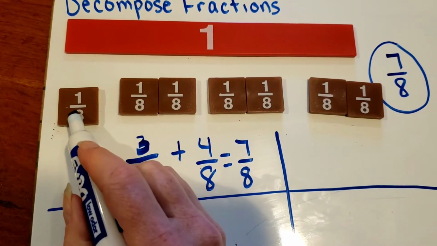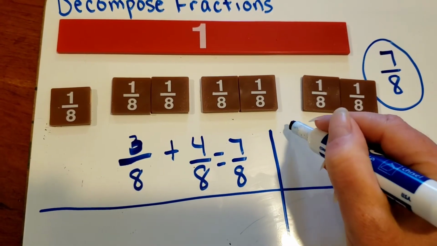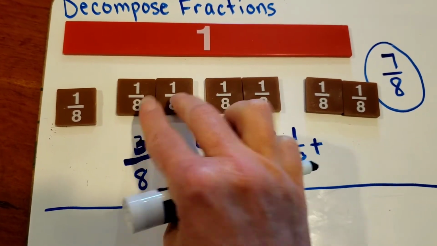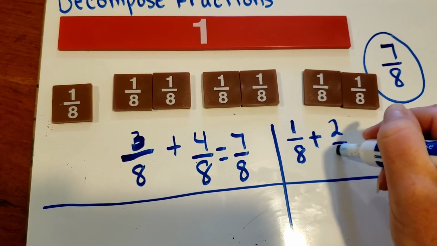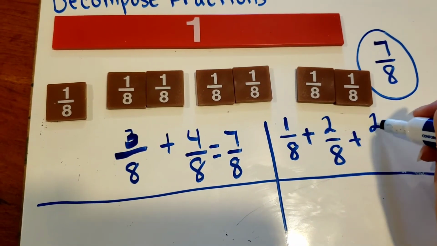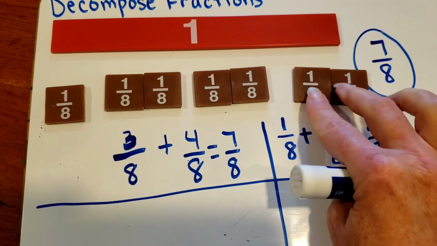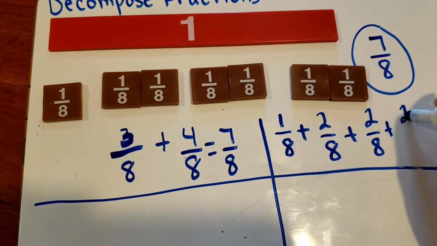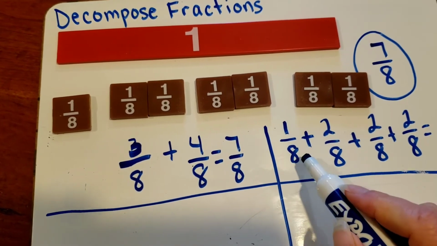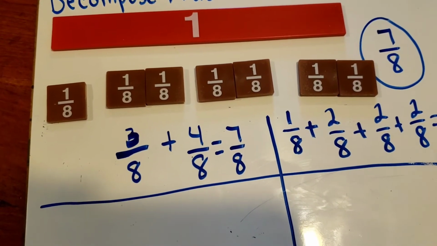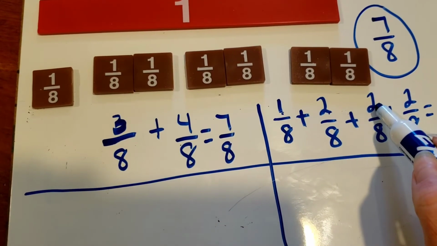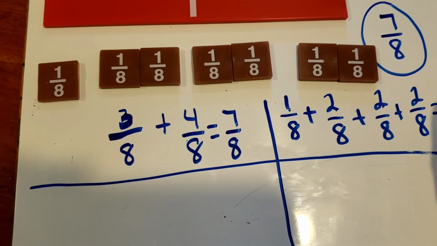So I have 1/8 here. I'm going to write it here. 1/8 plus 2/8 plus 2/8. And finally, I'm going to add this last 2/8. So when I always check my work to make sure it all still adds up to the 7/8, I have 1 plus 2 is 3, plus 2 more is 5, plus 2 more is 7.